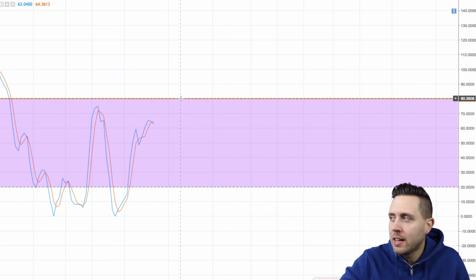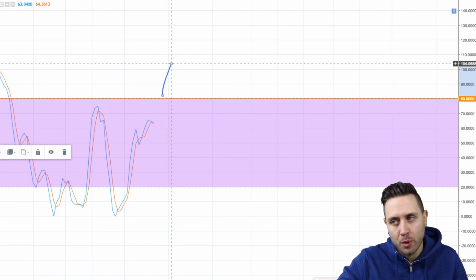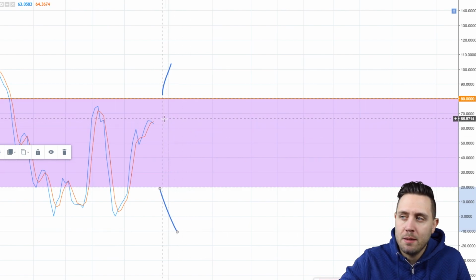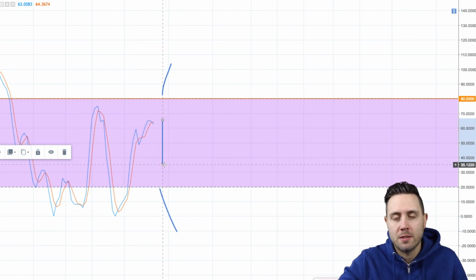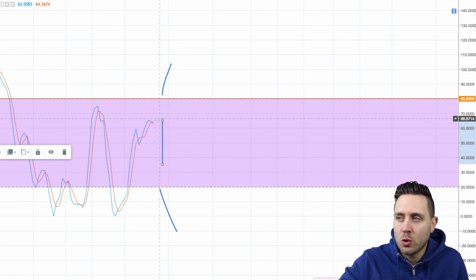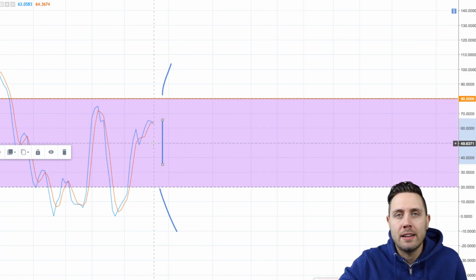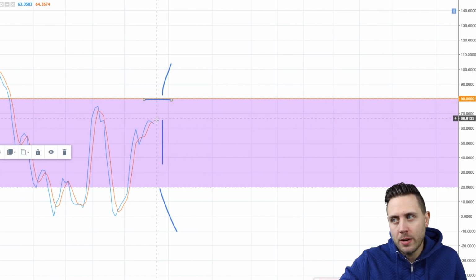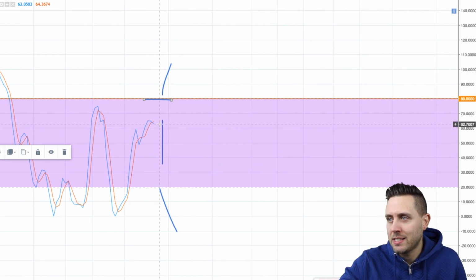So really the 80 line, which you see I have in orange, is anything above there is pretty much overbought. Anything below 20, oversold. And in between is kind of a little bit in between. It's not overbought, it's not oversold. So if you're looking for buy indicators, you definitely want to be below 80. So that's one rule. So we're below 80, we're right above 60.